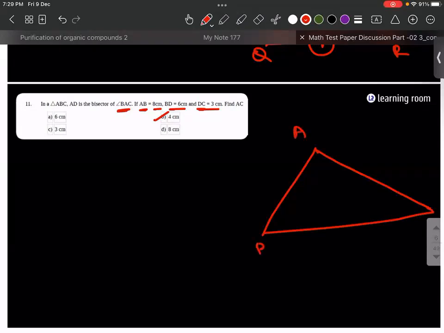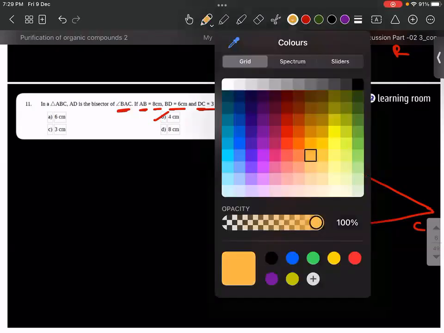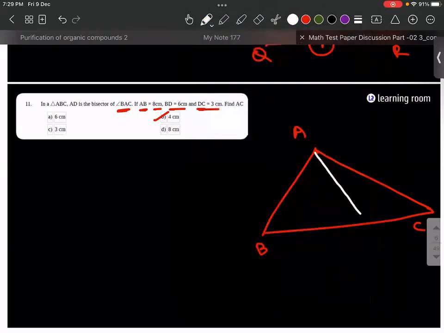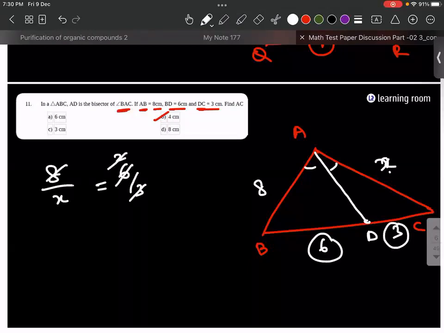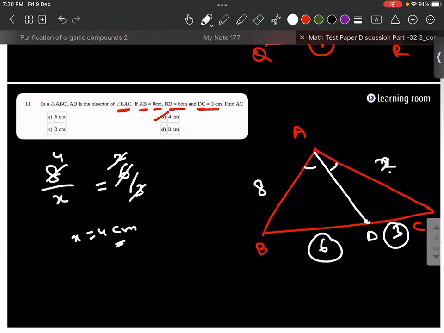So using the angle bisector theorem, if I take this to be the angle bisector, AB is 8, BD is 6, DC is 3, then how much is AC? If I take this to be X, then what should I write? AB divided by X is equal to BD by DC: 8 by X is equal to 6 by 3. They cancel. This is 4. So X is equal to 4 centimeters. Clear?